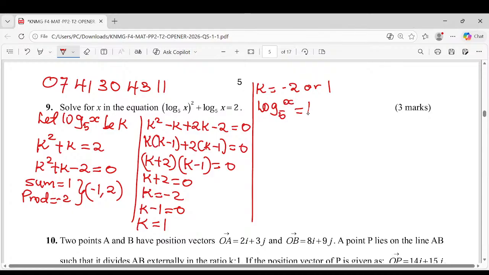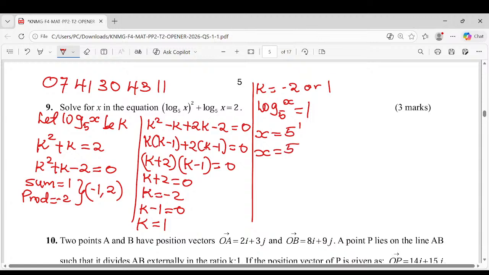How do I get the value of x? It will mean x, this one I'm now going to change from logarithmic form to index form. x will be given by 5 power 1, making the value of x equivalent to 5. In the first case, x is equal to 5.